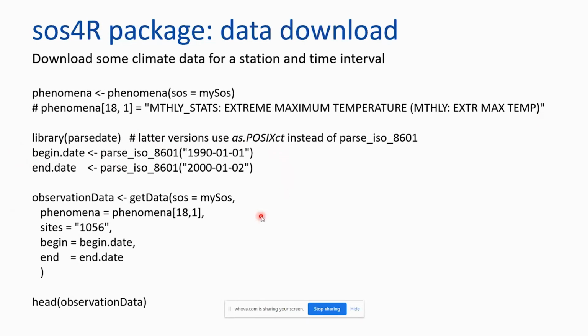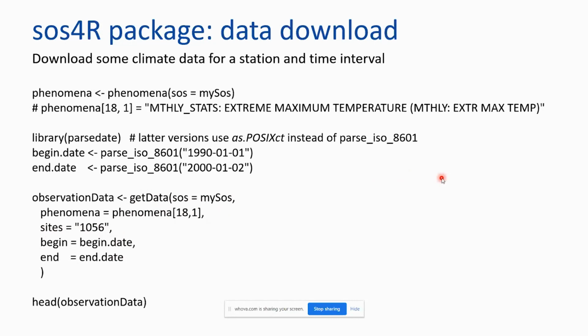In either case though, once we get down to here, this is the function that does all the work. Get data: you tell it about the connection you're using, what phenomena you want, and I've done this instead of typing it out in detail here, what site, and a begin date and end date. You can add extra sites on here as well, using the usual R syntax to set up a vector.